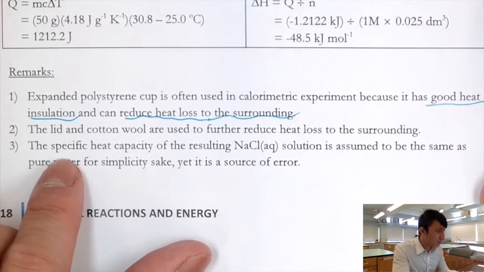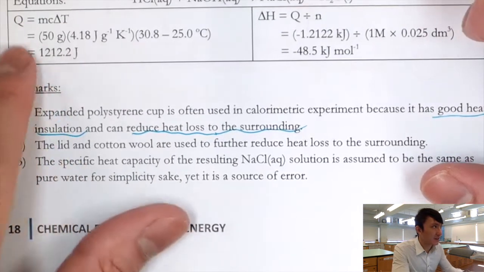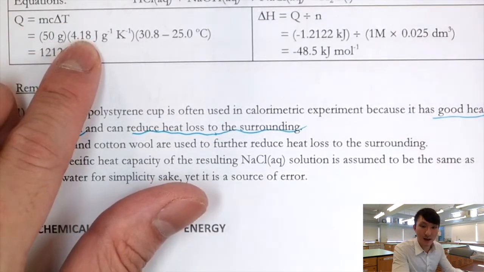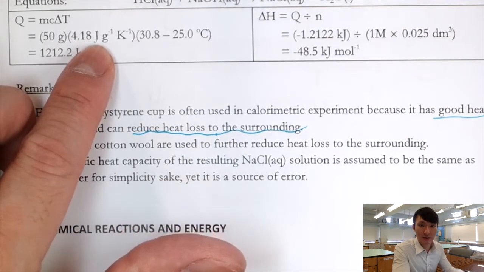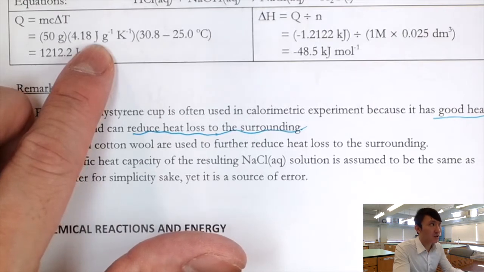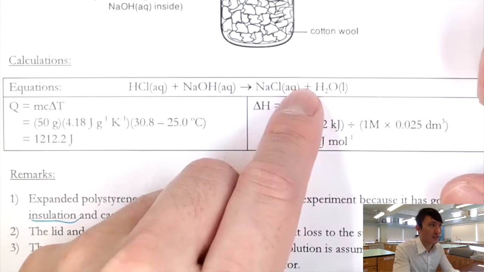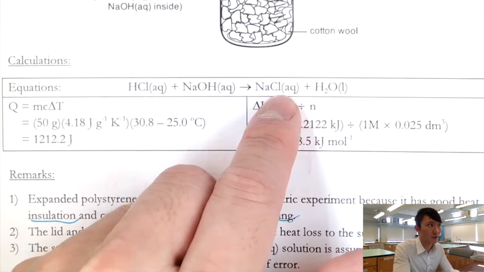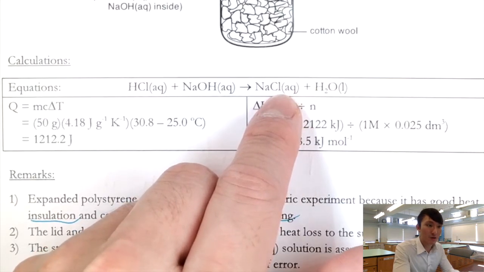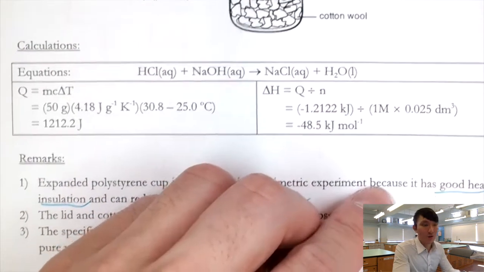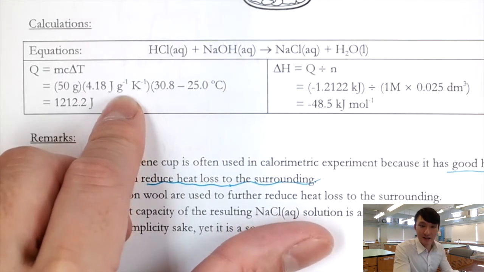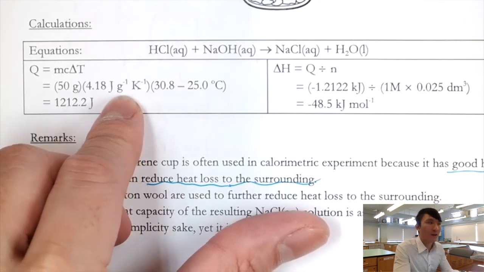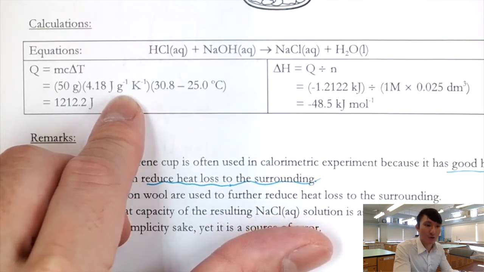Now here you notice that just now I said that we are assuming that they are pure water, and we are also using the specific heat capacity of pure water. But you can tell it is not pure water inside the cup. In fact, it is a sodium chloride solution. So sodium chloride solution will not have a density exactly equal to 1. Also, sodium chloride solution will not have a specific heat capacity exactly equal to 4.18. We are taking the assumption because we want to make things simple. But you need to bear in mind that this is also a source of error.